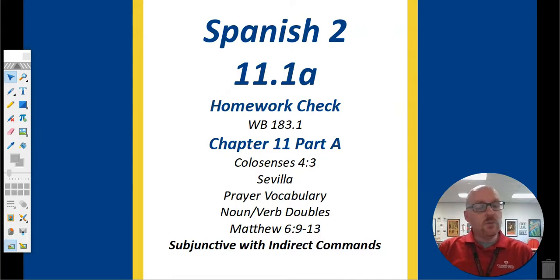And then today for our grammar, we're going to look at the subjunctive mood with indirect commands. That'll be a little bit of review because we have covered that before, but we're going to do a lot of practice today because the subjunctive is so important in Spanish.